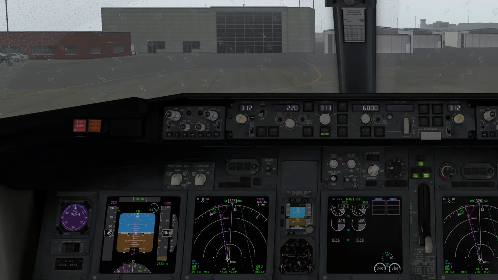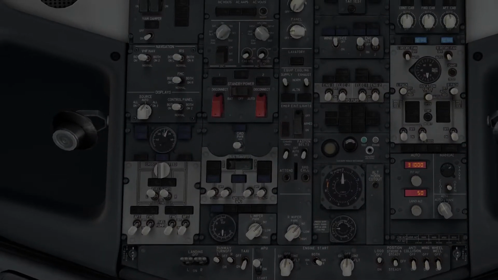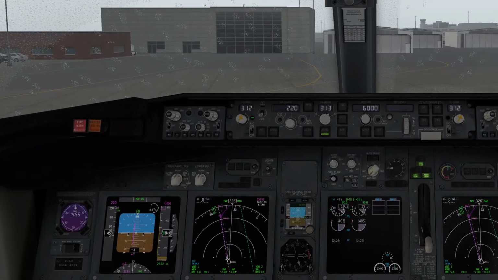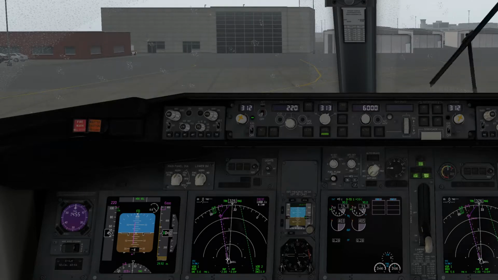So we need to turn left. So seatbelt signs are on. Taxi lights are on. We can put the runway turn off lights on. Logo lights on. And leaving the stand with some thrust. Thrust at 30%.